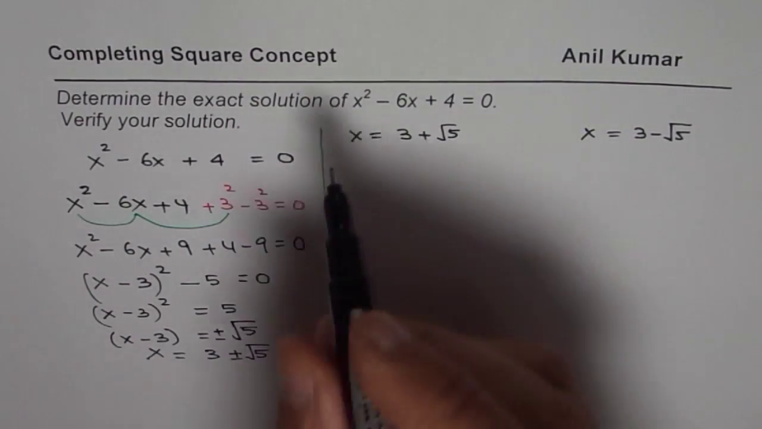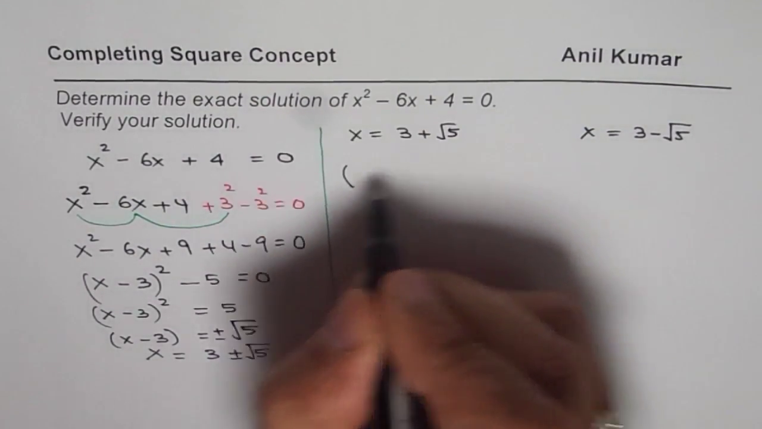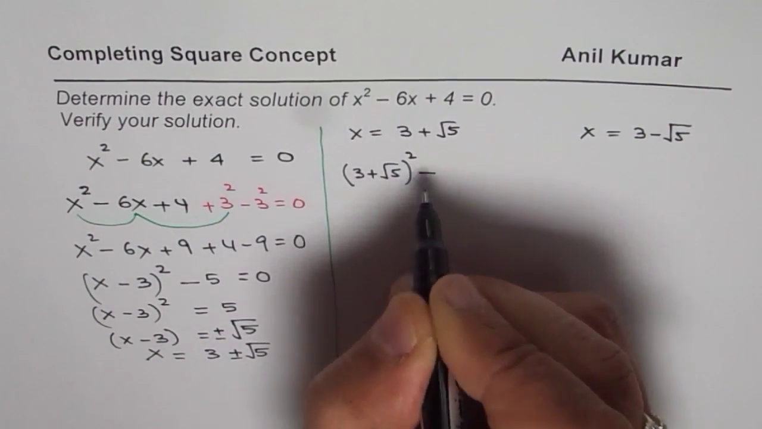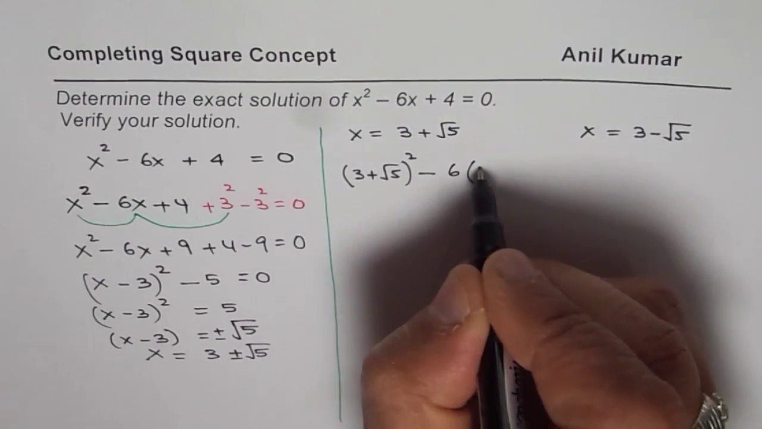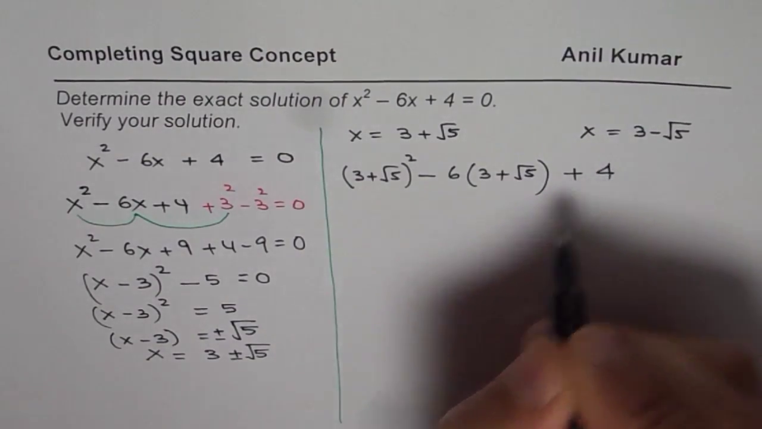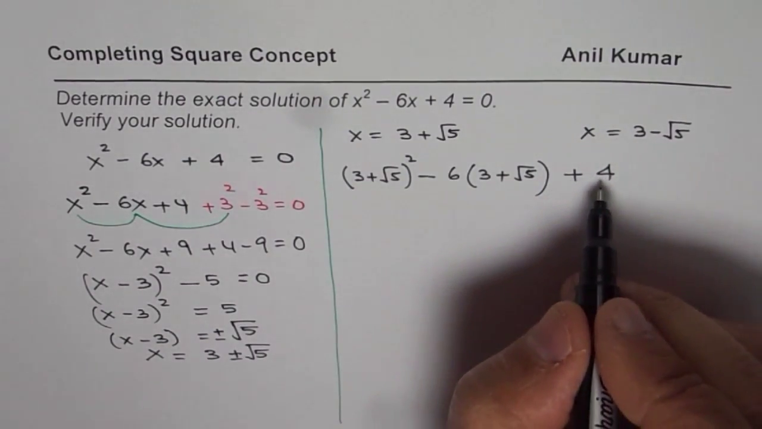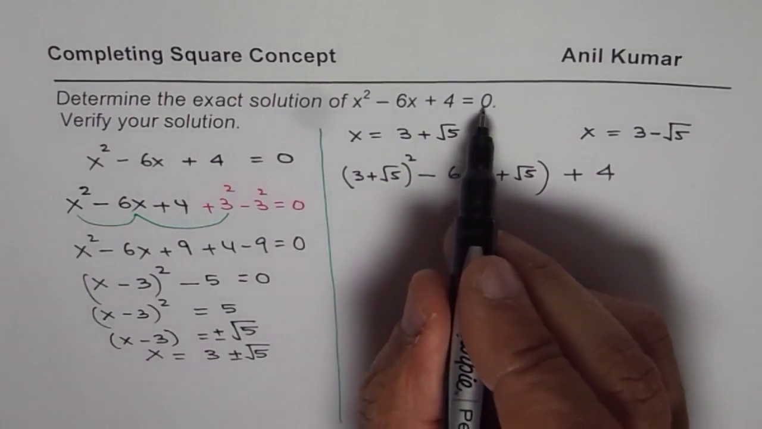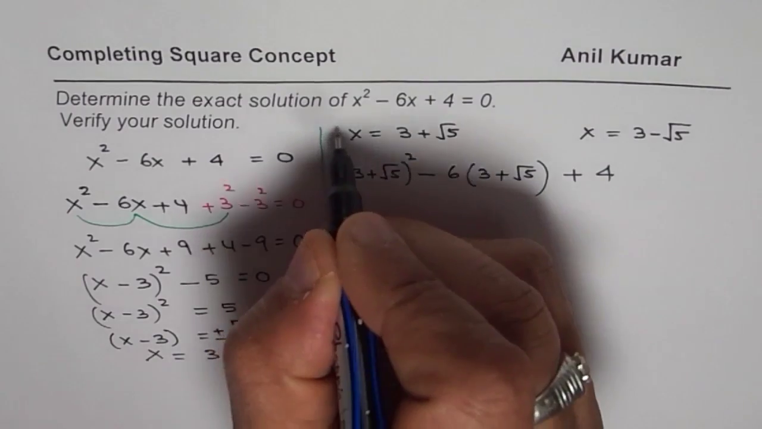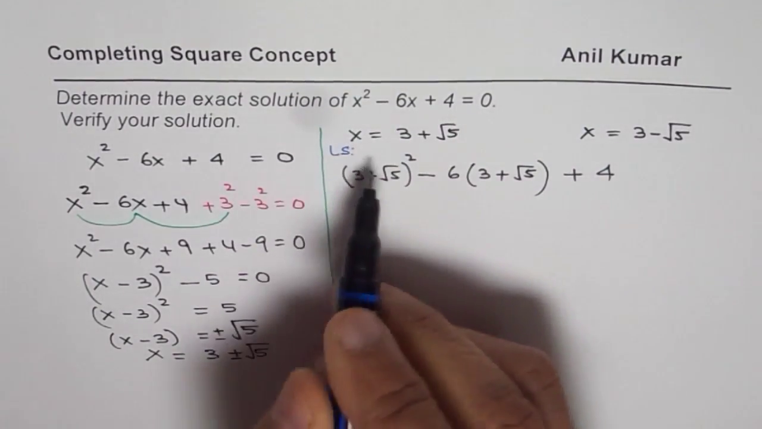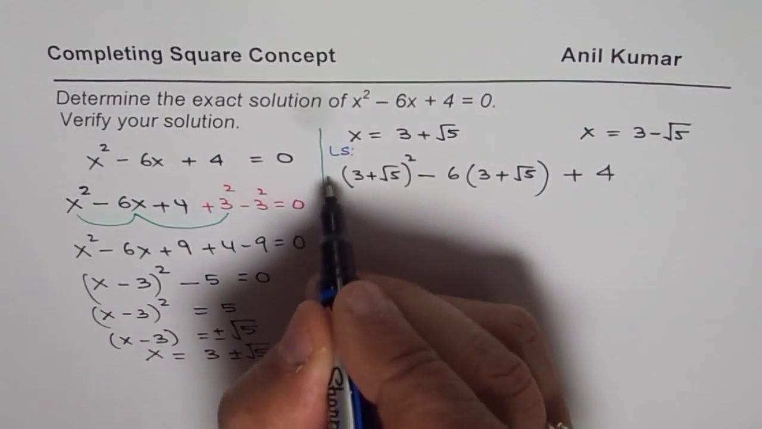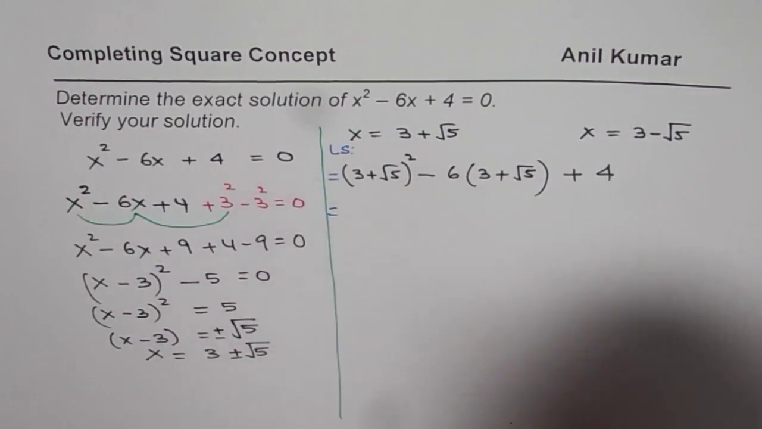So what we get here is x square, meaning 3 plus square root 5 whole square, minus 6 times x, meaning 6 times 3 plus square root 5, plus 4. That is our left side. We have to solve and check that this should be 0. So we have started with the left side and substituted x as 3 plus square root 5 in the original equation. Now let us see what this is equal to.